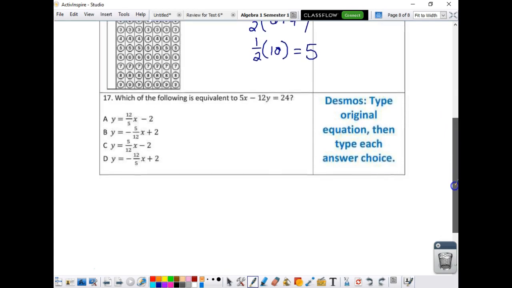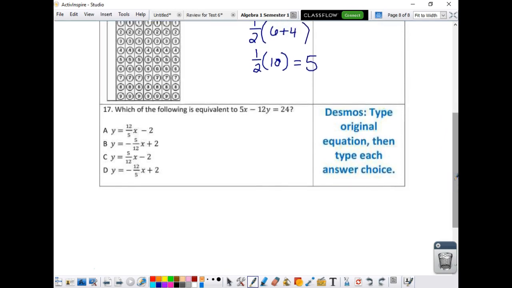And last one, which of the following is equivalent to 5x minus 12y equals 24? Again, you have the option to type it in to Desmos. You would type in this first, and then you would check each answer choice to see which one is the same as 5x minus 12y equals 24. If you want to use the picture, this is minus, minus, this is plus. Then you have 5x minus 12y equals 24.